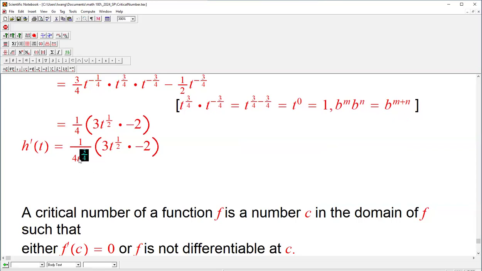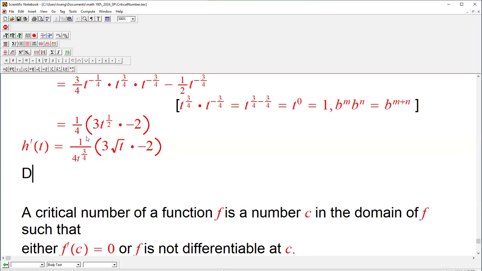All right, so we have a numerator and a denominator. This is a root t, a square root of t, since t to the power half is the square root of t. And this is t raised to the power 3/4.